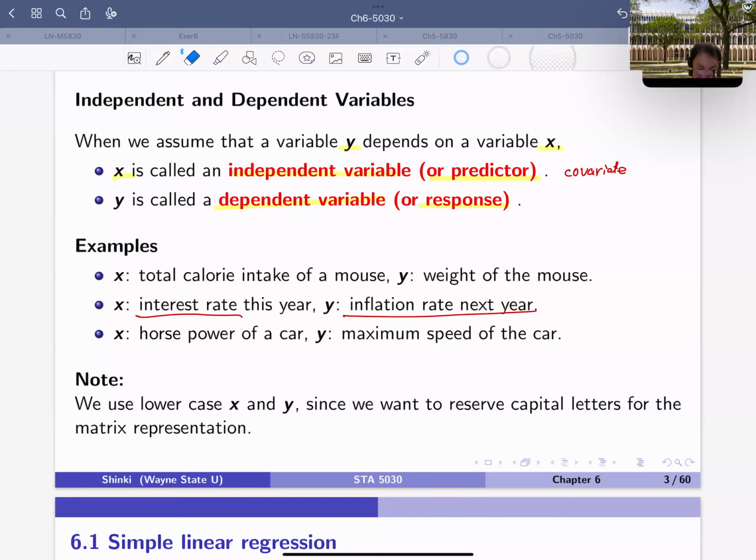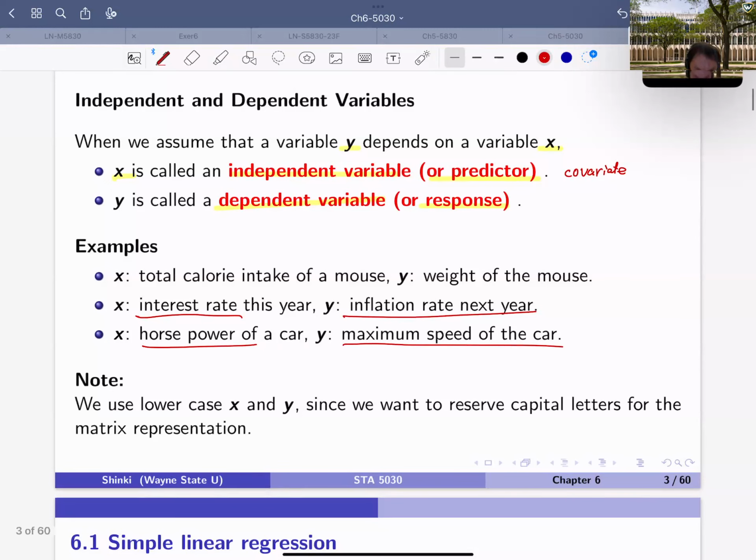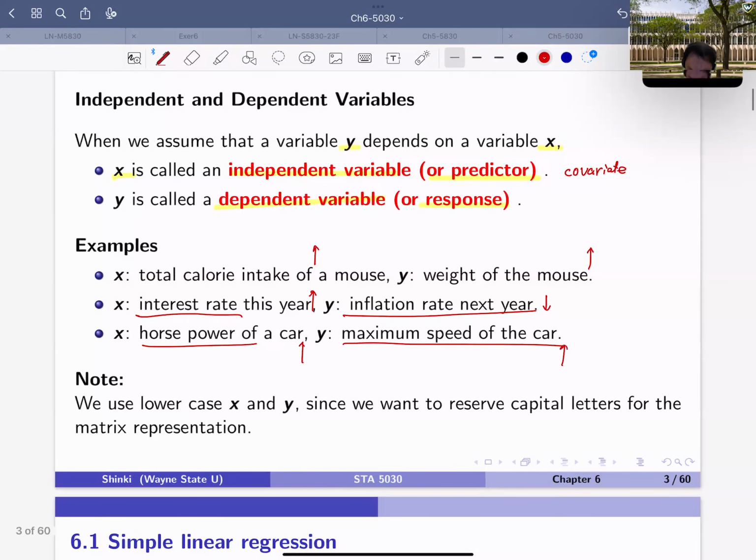And another example, x is the horsepower of a car and y is the maximum speed of the car. This is also positively related, so we can explain y by x. Maybe the second example is a little different because as x gets higher, y gets lower. In the first and third examples, as x gets higher, y gets higher.